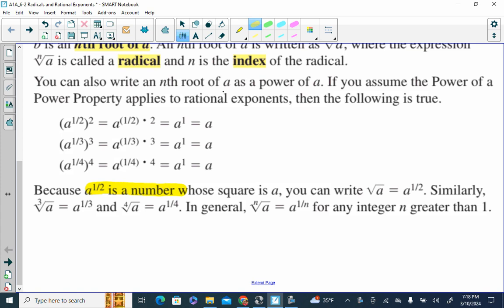A to the 1/2 is a number whose square is a. So you can write the square root of a as a to the 1/2. The cube root of a number is that number to the 1/3 power. The fourth root of a number is that number to the 1/4 power, and so on.